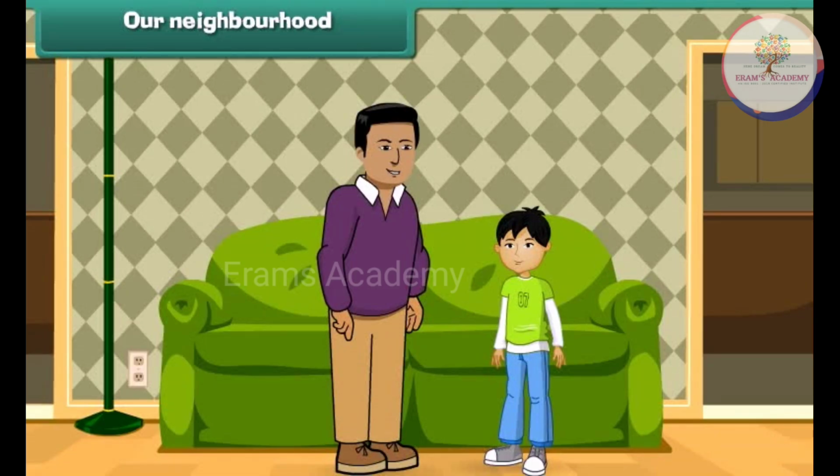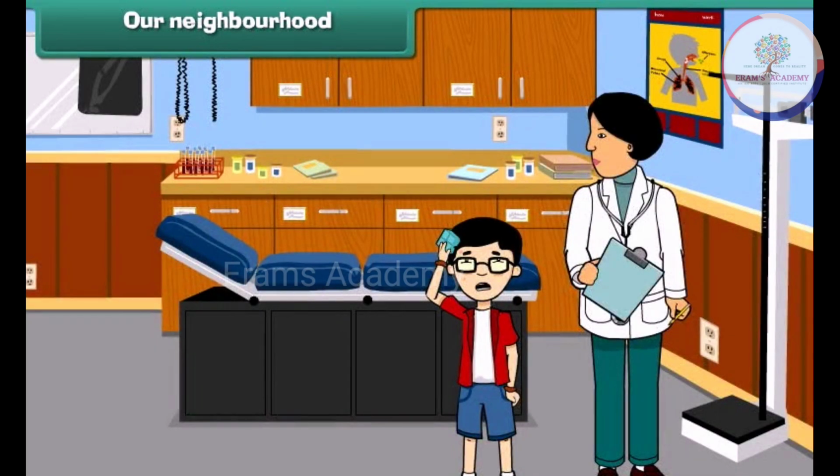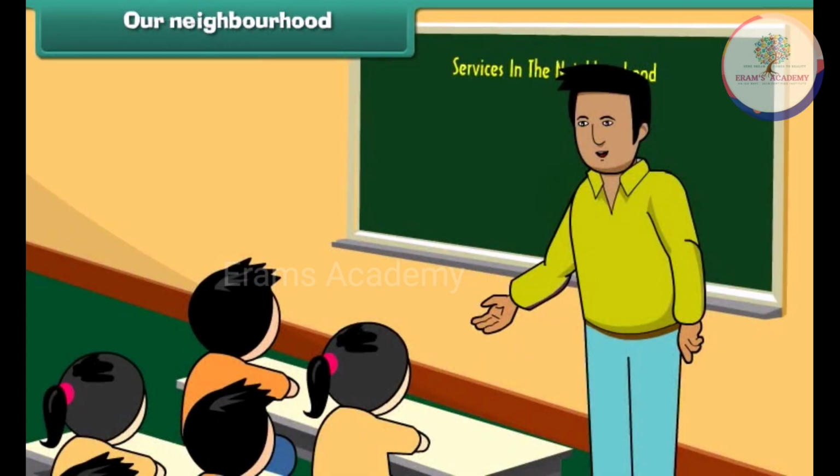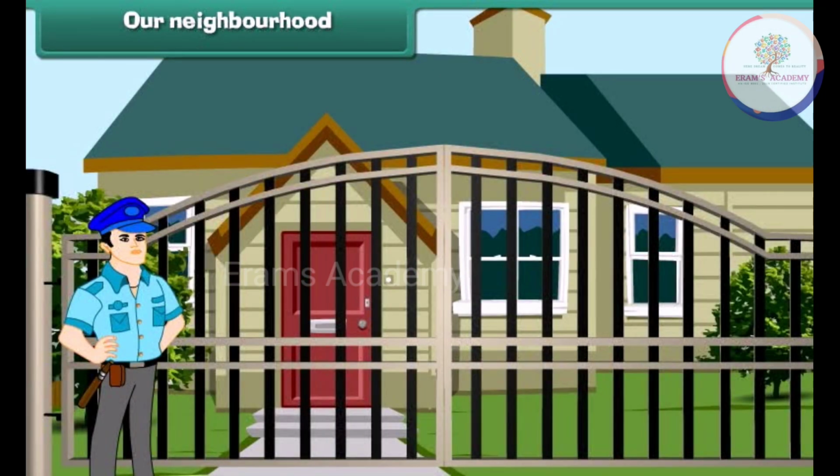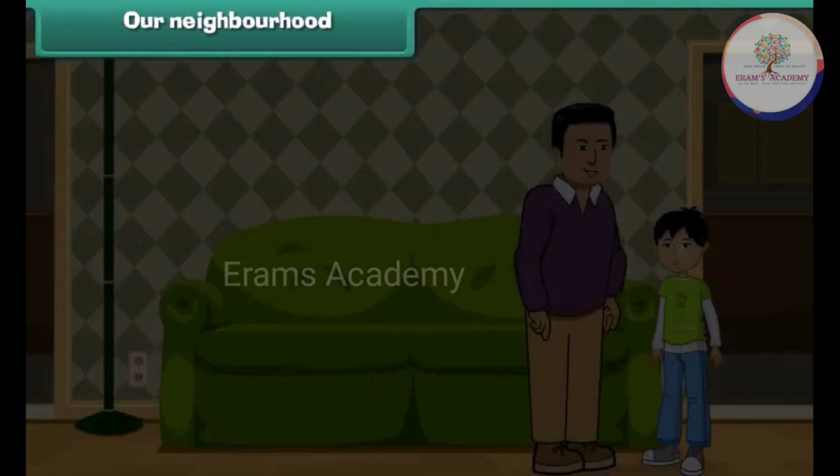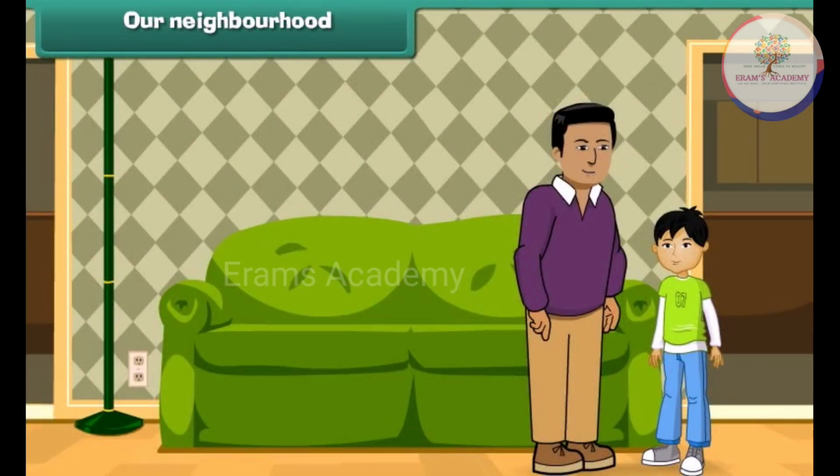Sam, we are human beings and we live in a society, and hence we need each other's help many a times. As you know that we need doctors when we fall ill. We need teachers to teach us. We need watchmen to keep our homes safe. We get all this from our neighborhood. Son, now let's go outside and I will introduce you some of the neighborhood places.